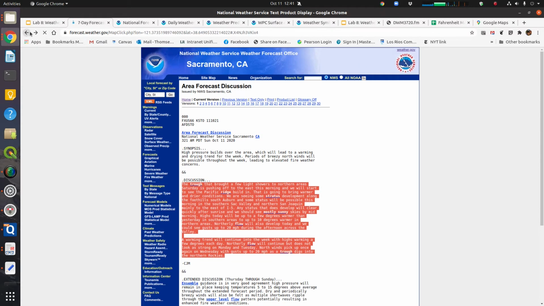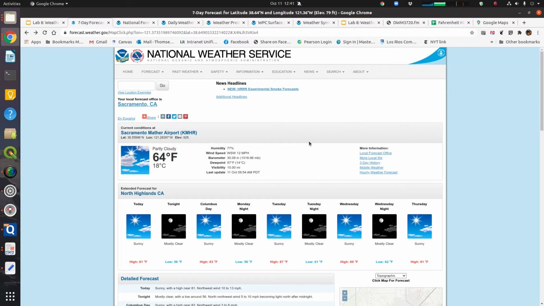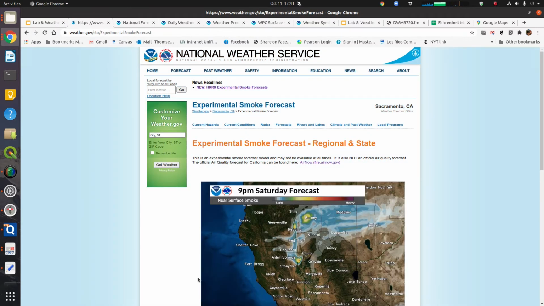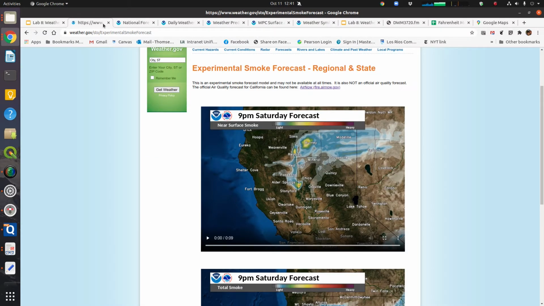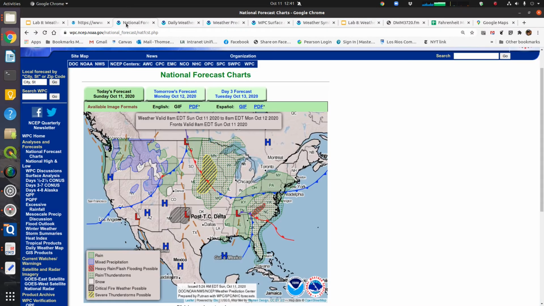So the National Weather Service has detailed forecasts, some good stuff. Also links to things like an experimental smoke forecast if you wanted to see what's going on with air quality. It's crummy. All right, that's one forecast.